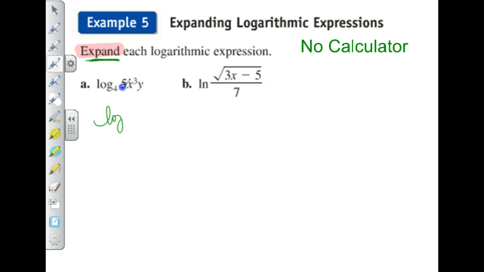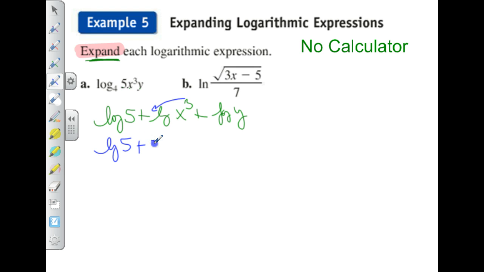This actually says the log of a times b times c, which I haven't talked to you about, but it's really just the log of a plus the log of b plus the log of c. And don't forget, you're not done, because we can expand this just a little bit further by using that third property, the power property of logs, and make this the log of 5 plus 3 log x plus the log of y.